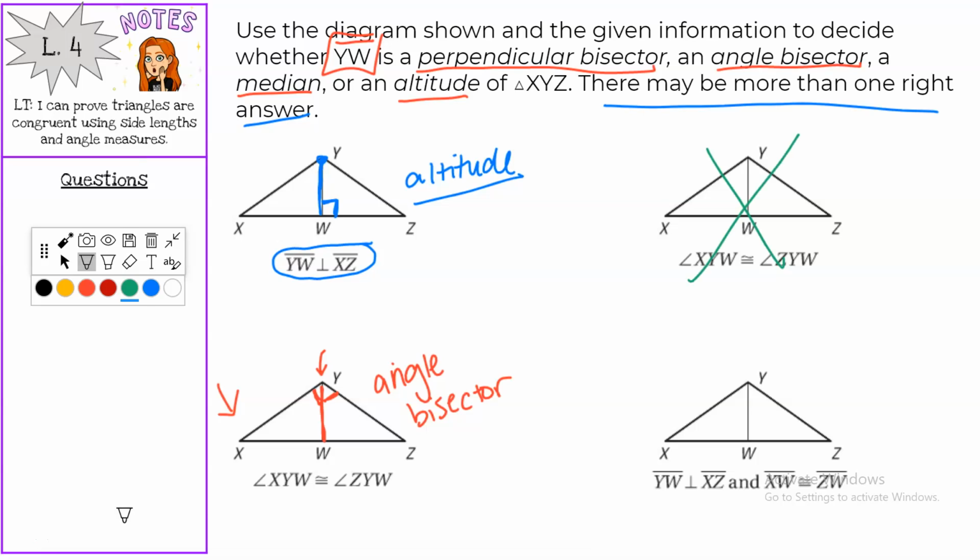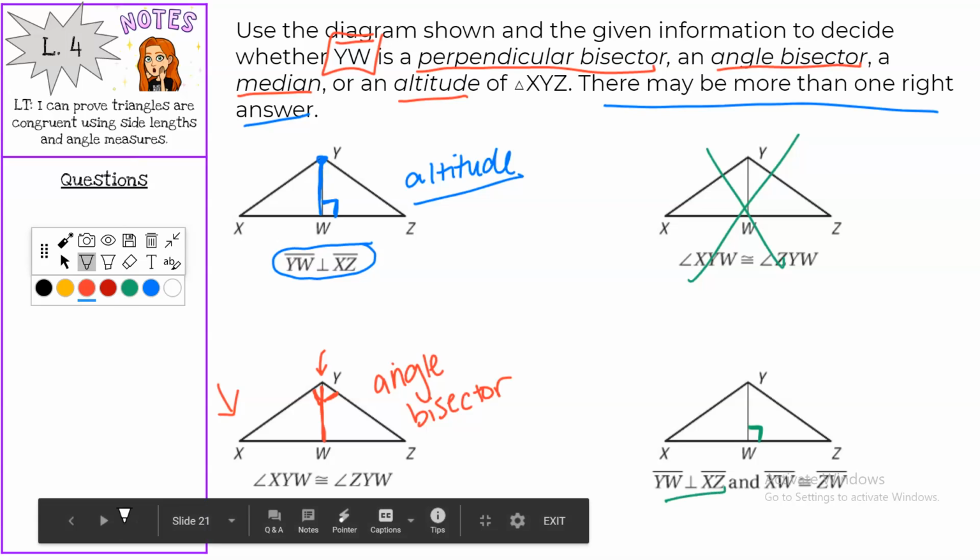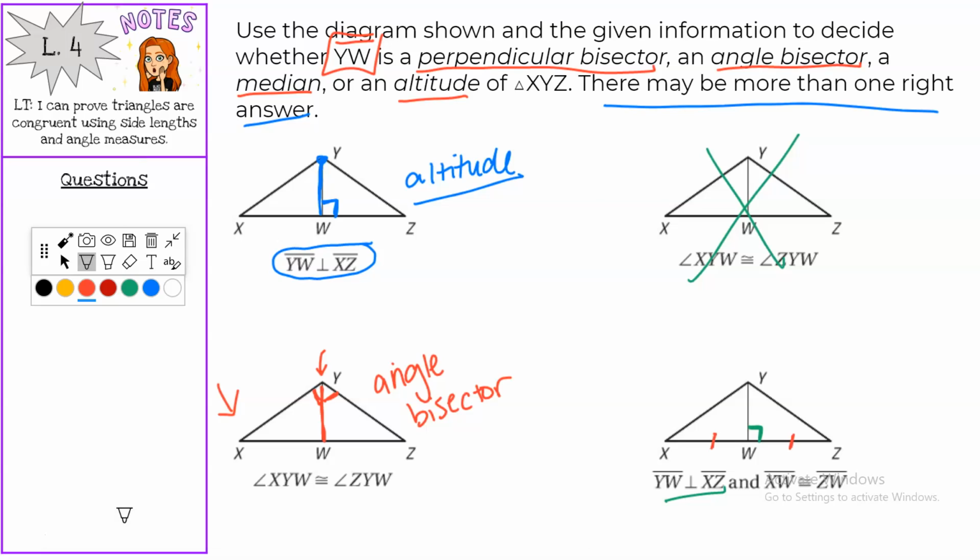We know that YW is perpendicular to XZ, so we can make that 90-degree marking. And then we also know that XW is congruent to ZW, excuse me. So we know that W is a midpoint, and we know that this is perpendicular. So we can say, one, it's a perpendicular bisector because we have perpendicular and it bisects the segment XZ.